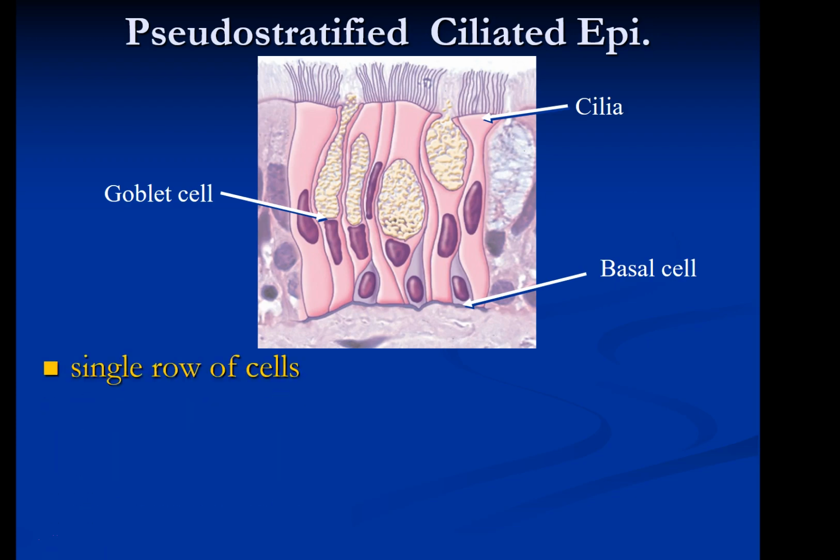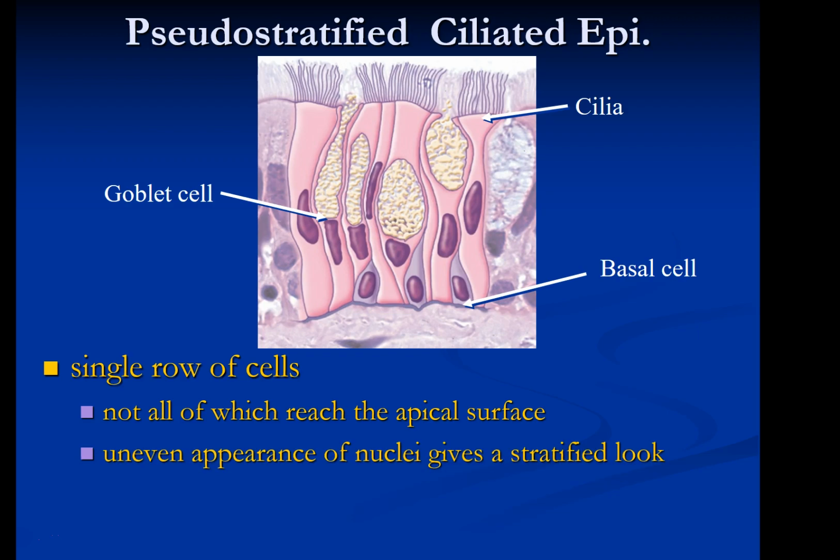Okay? Now, it does essentially the same thing as simple columnar. Okay? So single row of cells, not all of which reach the apical surface. Uneven appearance of nuclei gives it this stratified look. Now, this pseudostratified always tends to have cilia. Cilia are like little hairs. And these little hairs beat and they move. So here, when they produce the mucus, things get caught up in it, and the cilia move it one direction or the other to wherever they want to get rid of it.